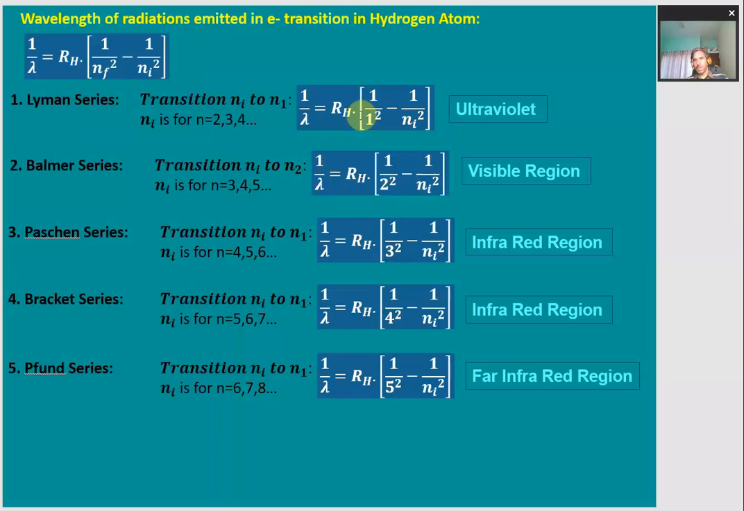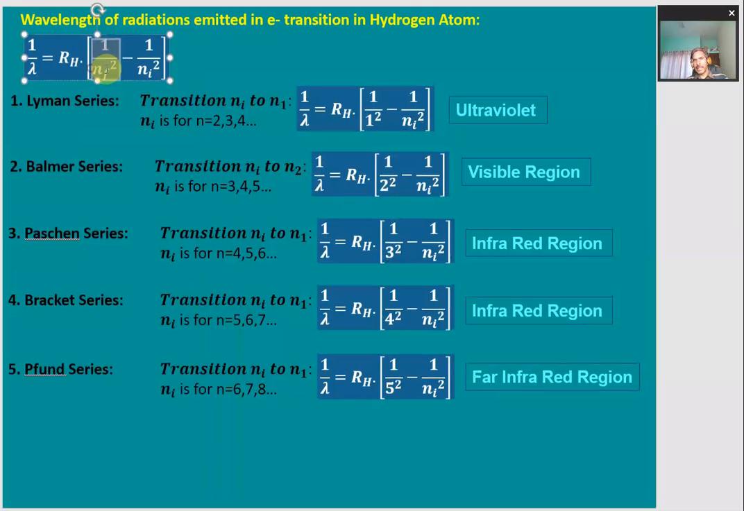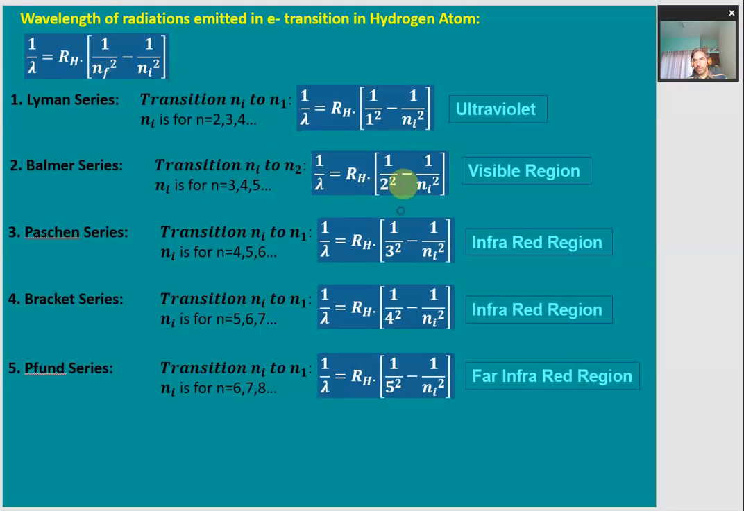So now the final energy level nf is 2. So therefore, in place of nf we are writing 2 here. So it is 2 square minus 1 upon ni square, where ni is any higher energy orbit. So it can have values 3, 4, 5 and so on, right? So the energy will be released for which the wavelength can be calculated by this formula. When we calculate all these wavelengths, we see that they fall in the visible region, and this series of radiations is called the Balmer series.